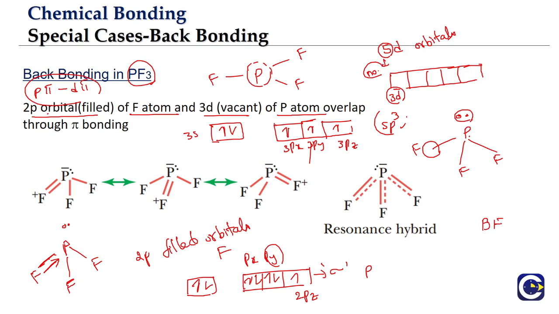BF3, what is it that we have seen? It is an overlapping between the 2p orbital of the fluorine and the 2p orbital of the boron. It is an overlap between similar orbitals, so the overlapping will be effective. But here, the 2p orbital of the fluorine with the 3d orbital of the phosphorus are quite different in terms of their energy level. So the overlapping will not be as effective as we have seen in the case of BF3. Okay, but nevertheless we are going to have a coordinate pi bond.